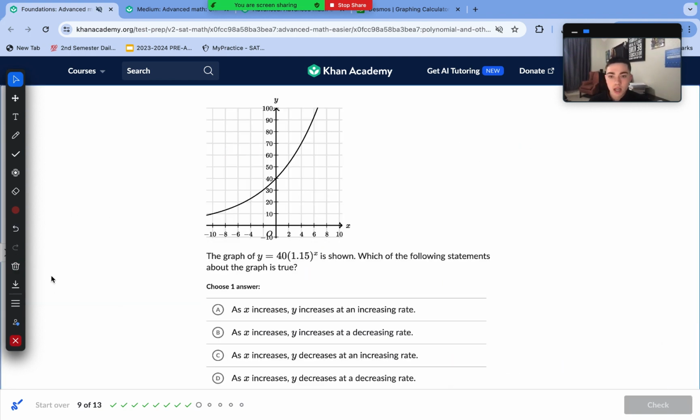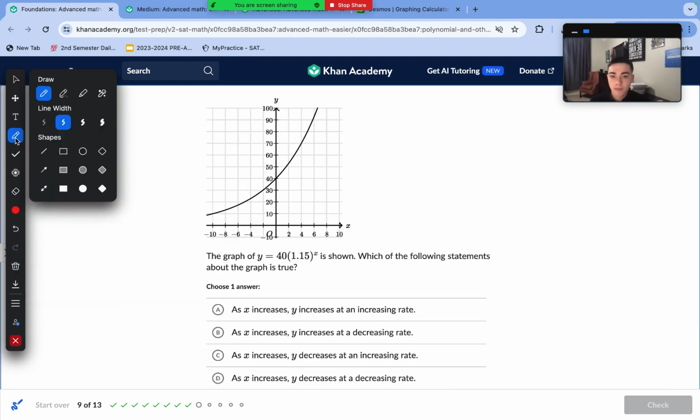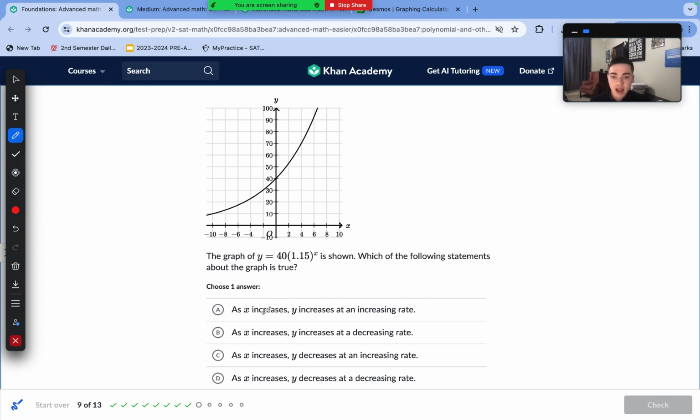This next question, which of the following statements is true? We can see here that as x increases, y increases at an increasing rate. So that means that as we move to the right, our y is going to move up at a faster rate, which is exactly what's happening here. As we continue to move, our graph is going to get steeper and steeper, so that means that we are increasing at an increasing rate. Answer choice A is correct.